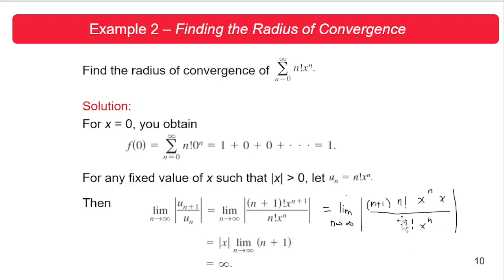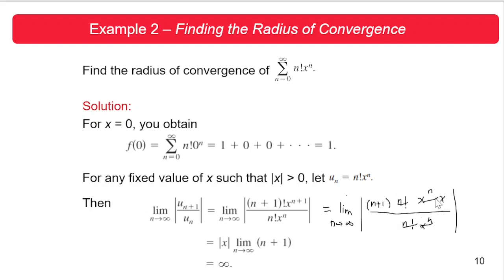As you can see, because n factorial and x to the n are common, we can cancel these out, and same with x to the n. So we have x and n+1 as the remaining factors.